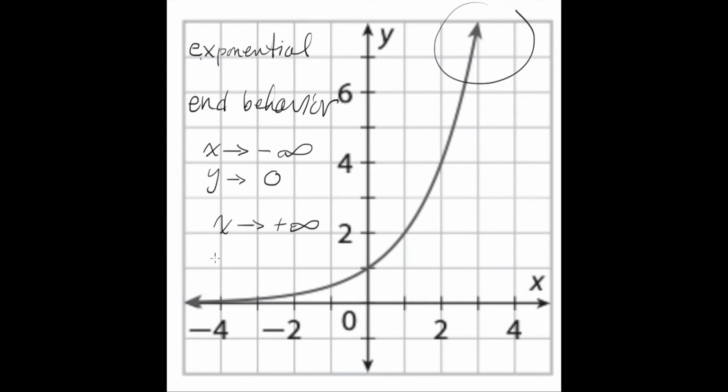And then on the other side, as x gets closer and closer to positive infinity, y also gets closer and closer to positive infinity. So this end behavior is different. This is the best way of understanding how exponential graphs are different than quadratic. If you have quadratic, shown by this drawing in red, as x goes to negative infinity, y goes to positive infinity, and as x goes to positive infinity, y also goes to positive infinity.